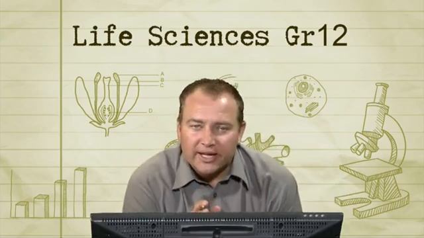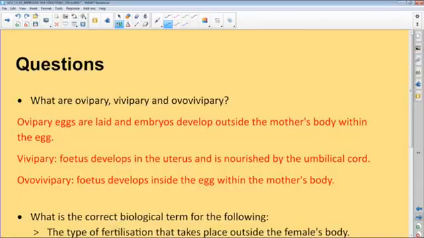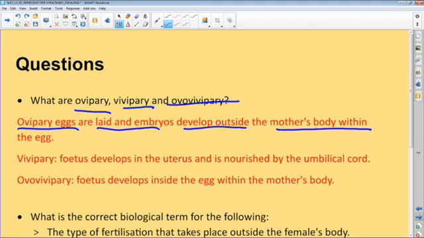Okay, let's have a look how you did. First thing we're going to have a look at: what are oviparous, viviparous, and ovoviviparous? They are reproductive strategies. Next thing, oviparous: egg laid, and an embryo develops outside of the mother's body within an egg. So remember, it develops outside, in an egg. That's the most important.